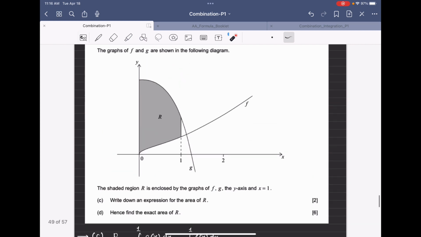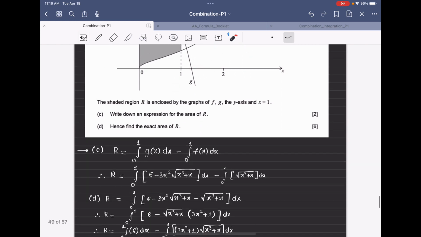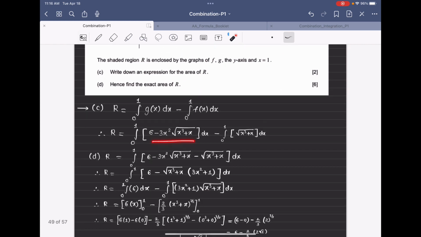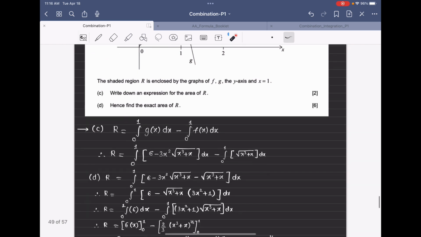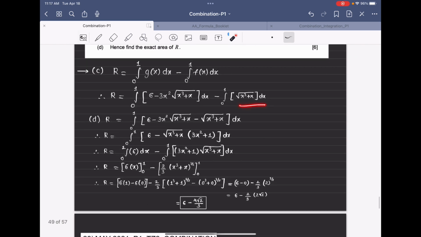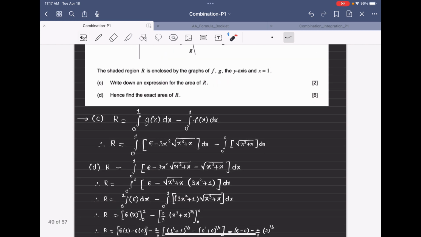g of x is given as (6 minus 3x square) into root of x cube plus x. I'm writing it in a bracket with dx, do not forget that. Minus the integral from 0 to 1 of f of x, which is root of x cube plus x, as it is, dx. This is the expression, done for 2 marks. But they say hence find the exact area.